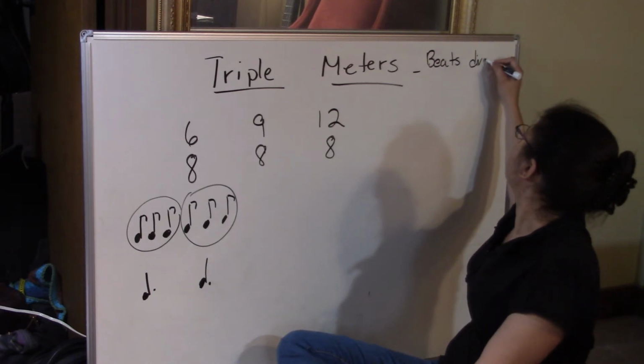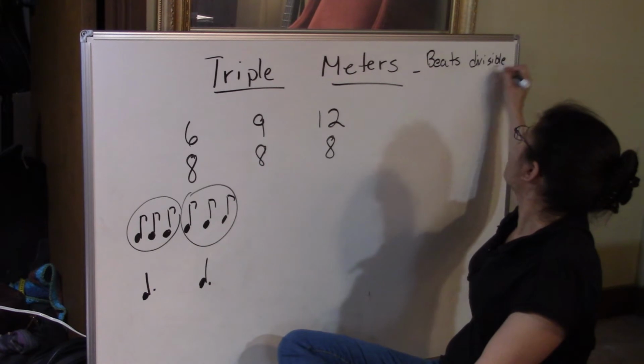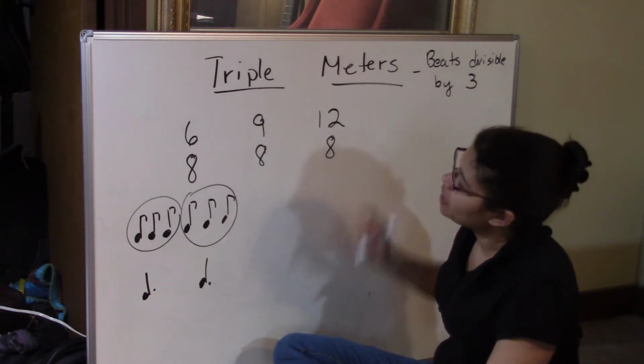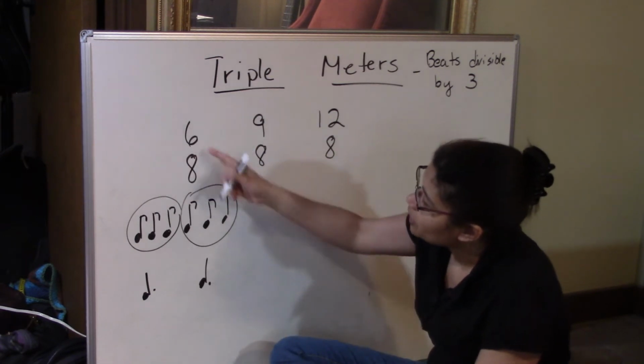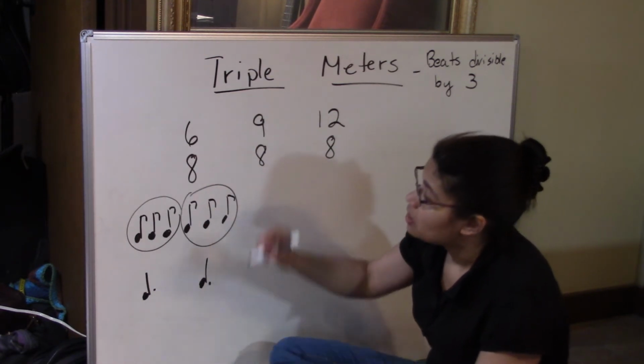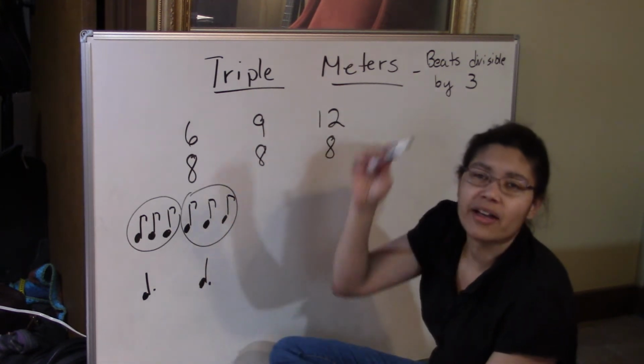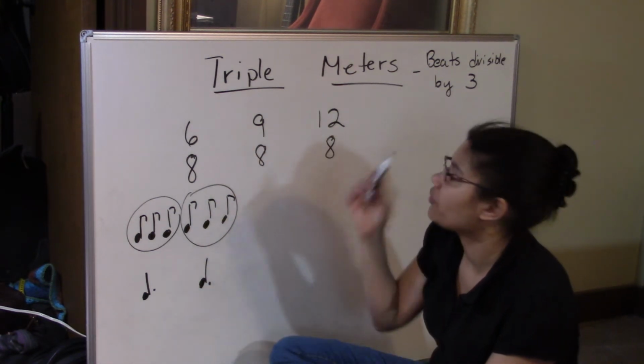divisible by 3. And so that's our definition of a triple meter. So here we have 2 big beats, so I would conduct 6/8 in 2. 1, 2, 3, 4, 5, 6. 1, 2, 3, 4, 5, 6.